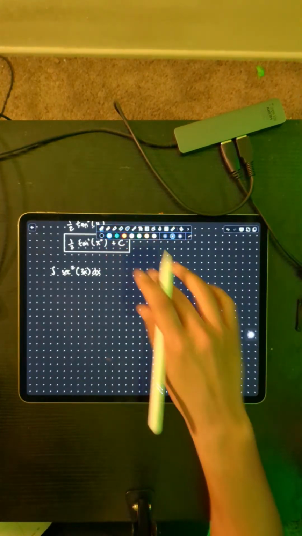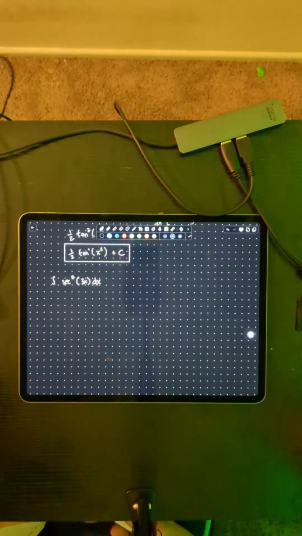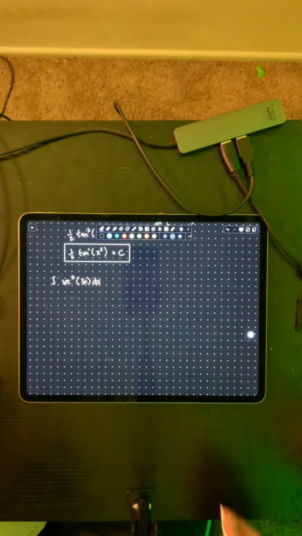All right, so we have this next integral here, the integral of secant squared of 3x dx. So what's going to be our u sub this time?